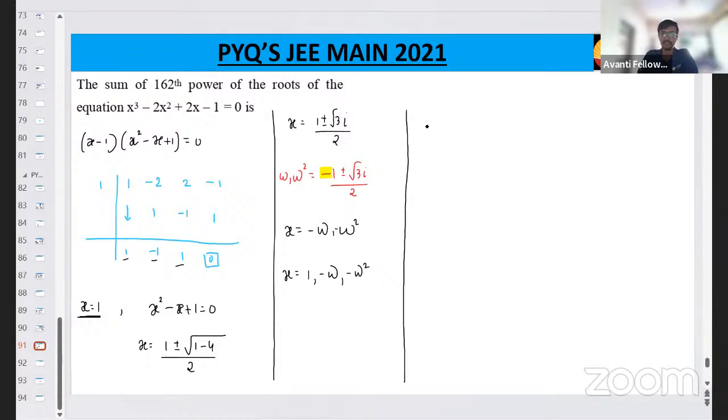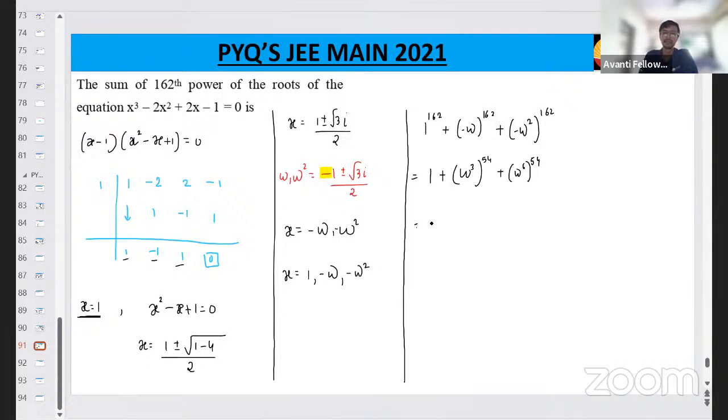That means we want to find 1 raised to the power 162 plus minus omega raised to the power 162 plus minus omega square raised to the power 162. 1 raised to the power 162 is 1, plus ये तो omega. ओमेगा क्यूब क्या हो जाएगा? ओमेगा क्यूब डिवाइड बाई 3 करते हैं. 3 पाँचा 15, 3 चौके 12. प्लस ओमेगा स्क्वायर तो पहले से था, तो ओमेगा रेज टू द पावर 6 रेज टू द पावर 54.